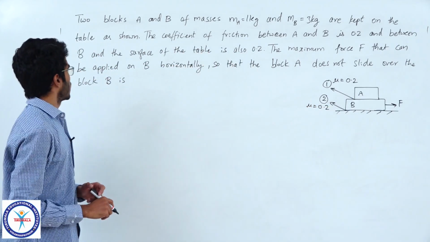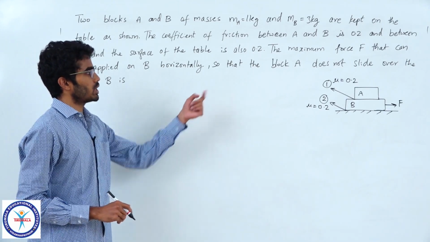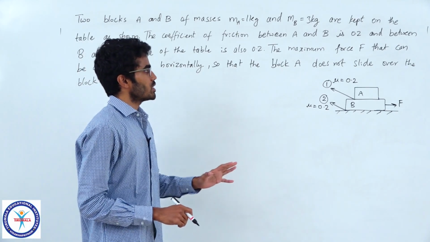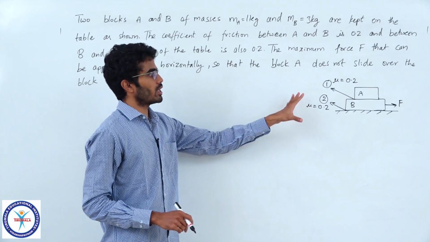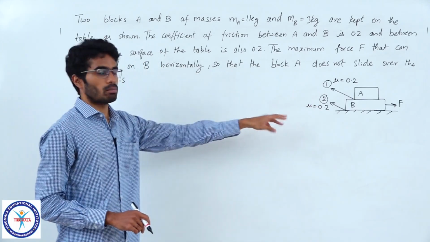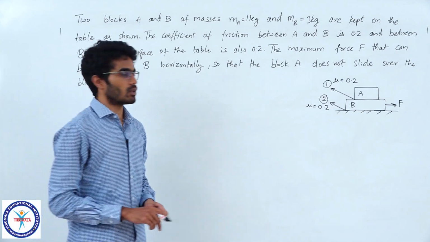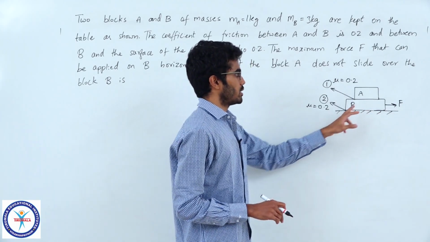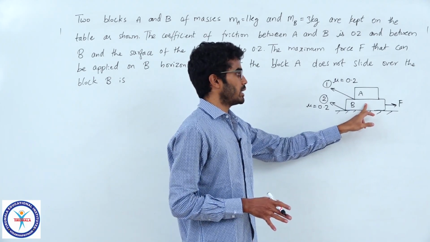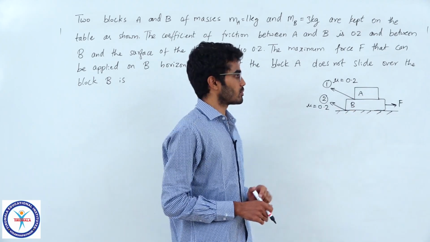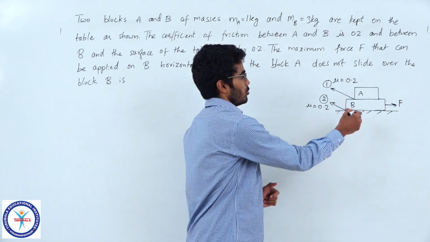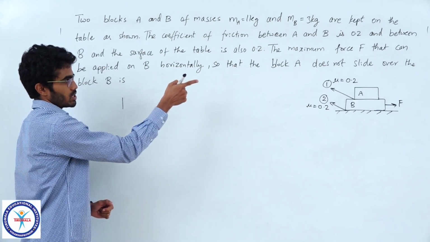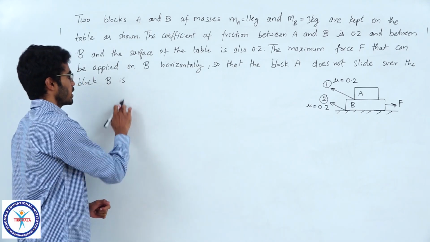The maximum force F that can be applied on block B horizontally, so that the block A does not slide over the block B. Now, the condition is that the block A must always be in contact with the block B. It should not slide over the block B. First of all, if the force applied is very small, such that the block B itself is not moving, then it cannot cause any motion in A. So, that means if you consider both blocks as one object, now our condition is that A does not slide over B. So, let us make an assumption here.